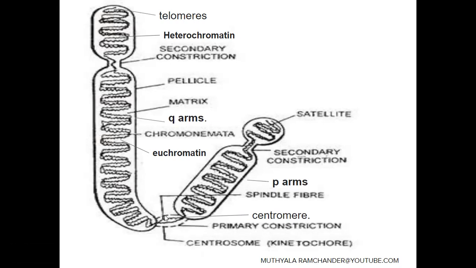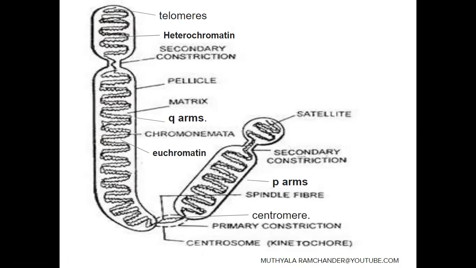Loosely arranged chromatin fibers are called primary constrictions. Tightly arranged chromatin fibers are called secondary constrictions. At the end of these two arms, terminal parts are easily identified. The terminal parts of the arms are called telomeres. The telomeres mainly help in identification of the terminal part of chromatin fibers.